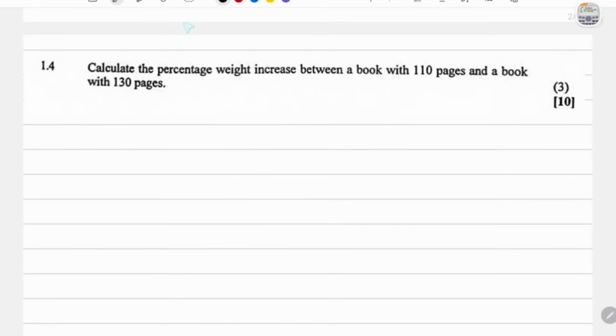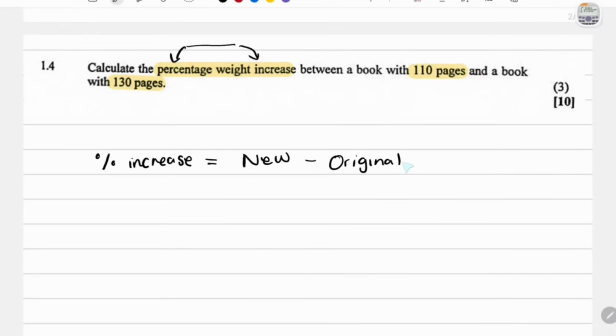The next question, 1.4, says calculate the percentage weight increase. Okay, percentage weight increase between a book with 110 pages and a book with 130 pages. Okay, so this is really just calculating percentage increase. So this is the calculation for percentage increase. You're going to take the new amount that you got, right? And you're going to subtract it by the original amount. And you're going to divide that by the original amount. And it's really because we're just trying to compare the difference to the original amount. You're just seeing how different is it compared to what it used to be.